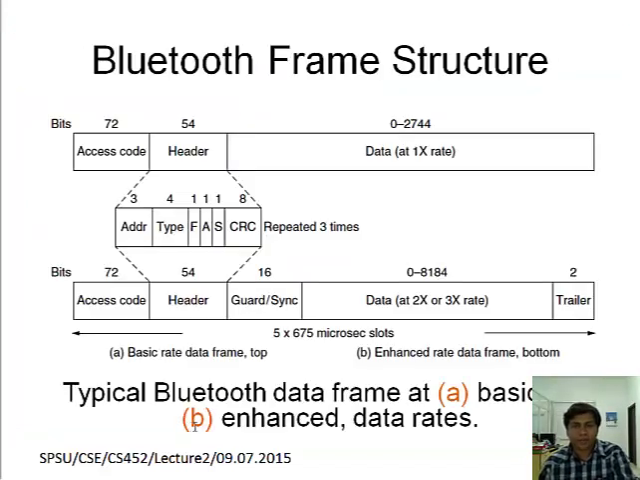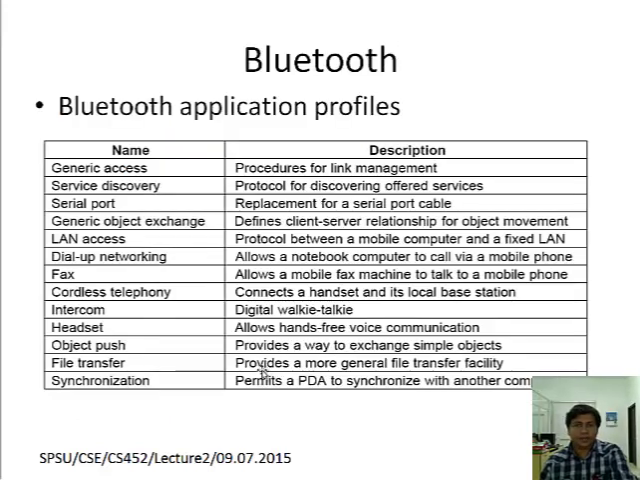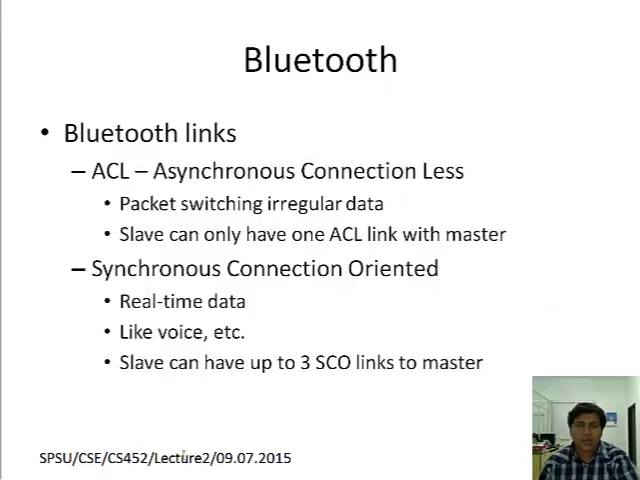Now we have already discussed L2CAP and the Bluetooth frame structure, and let's come to the Bluetooth applications. These are the different types of applications. We have seen car audio, Bluetooth, different devices, communications. You can transfer files, audio, video, everything with Bluetooth. But it's a low power personal area network.